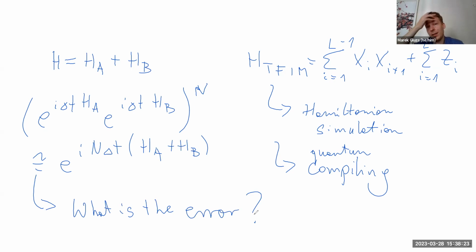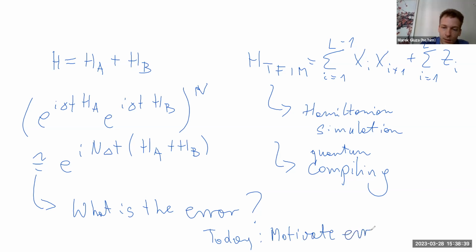And today I will talk about how to even define an error. So today, very simple, motivate error measures. Okay, and that's actually a subject in itself a little bit. So what I wrote down here, this stuff here is called Trotter-Suzuki decomposition.